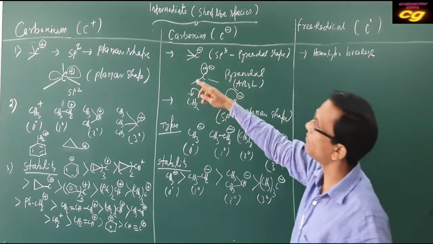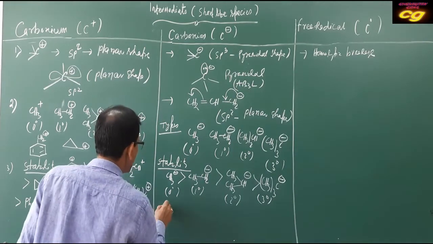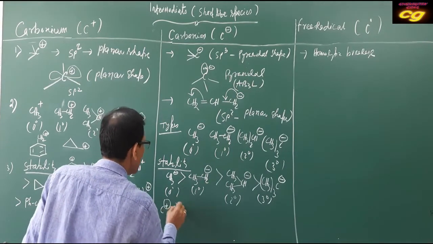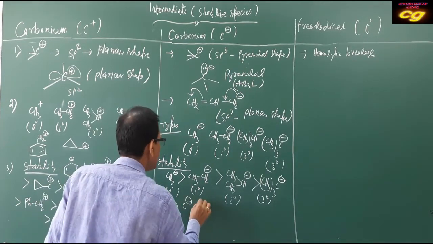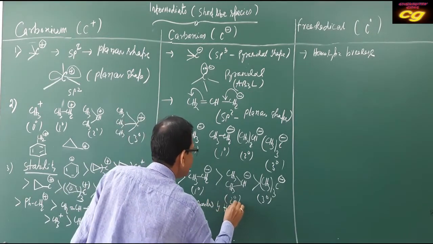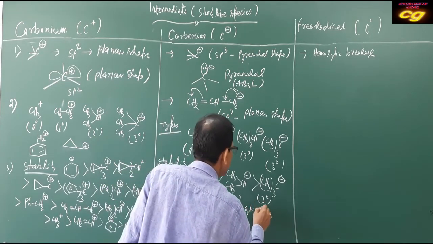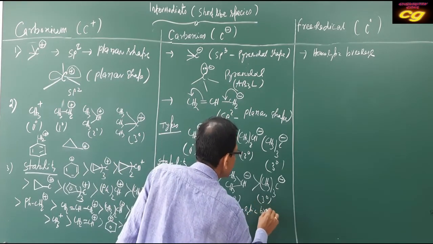But carbonium and carbanium are produced by heterolytic breakage.